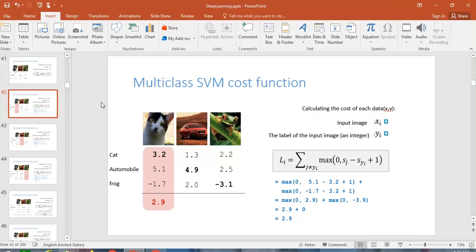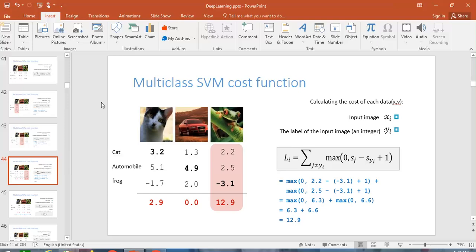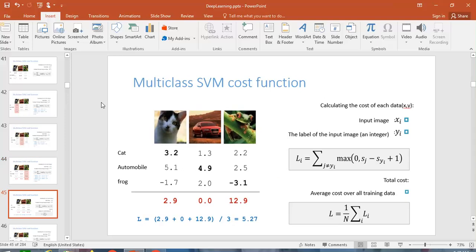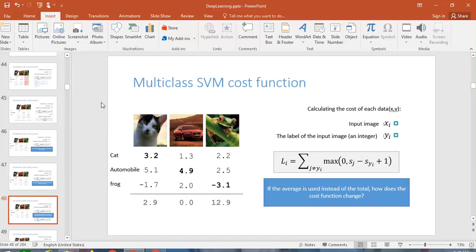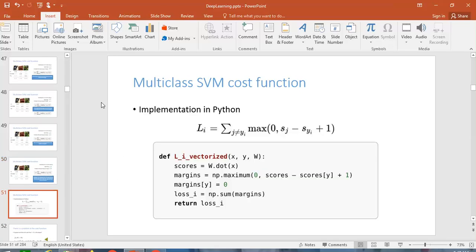Okay, we introduced a cost function and said that it is commonly used and can tell us which W is good and which W is not good. And we talked about these concepts.